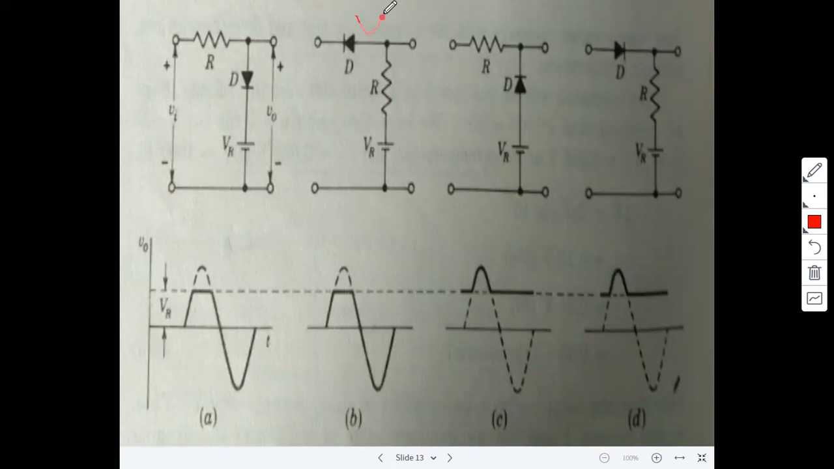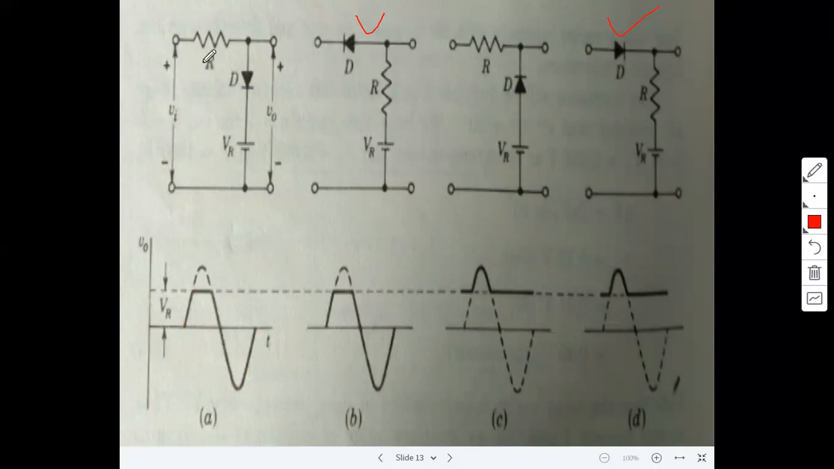Here is the same concept. The second and last ones are series clipper circuits, and the first and third ones are shunt clipper circuits. These are the output waveforms, right? Here, what is it? An ideal diode. Suppose VR: up to that VR the diode is off. Diode off means the output follows the input. When the diode is on, the output is limited, right?